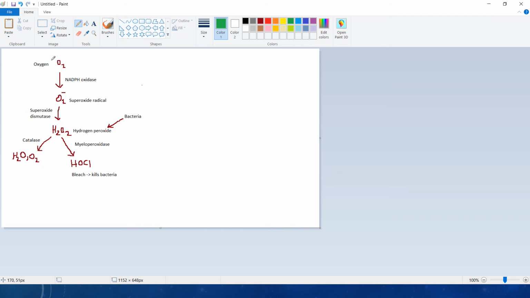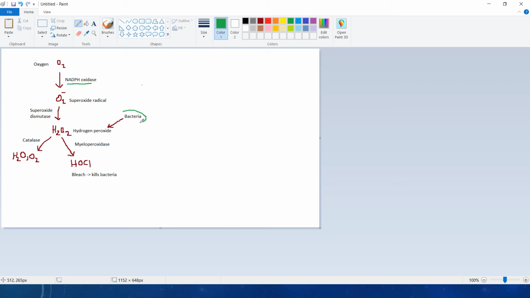We have oxygen here that every aerobic bacteria and human has to deal with, and oxygen can become radicals very easily. We have an enzyme called NADPH oxidase that converts oxygen to superoxide radical. Then superoxide radical encounters superoxide dismutase to make hydrogen peroxide, and hydrogen peroxide can go under two pathways. It can go to catalase and become H2O and O2, or it can undergo myeloperoxidase to become HOCl, which is bleach that kills bacteria. So our body has different ways to make hydrogen peroxide.